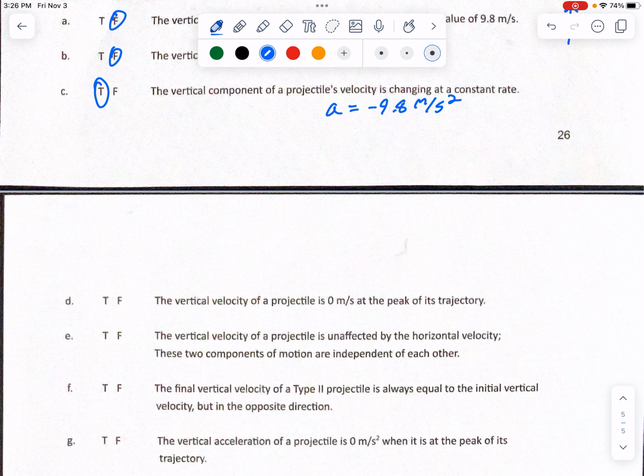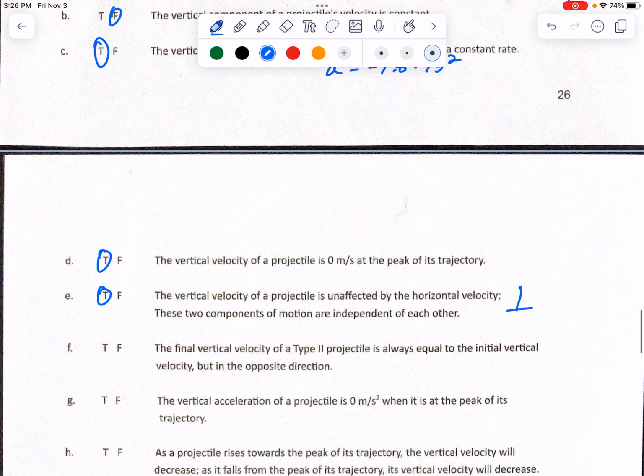D, the vertical velocity of a projectile is 0 at the peak. That is true. That means you stop at the top and then you come back down. E, the vertical velocity of a projectile is unaffected by the horizontal velocity. These two components are independent of each other. That is true because they are perpendicular.